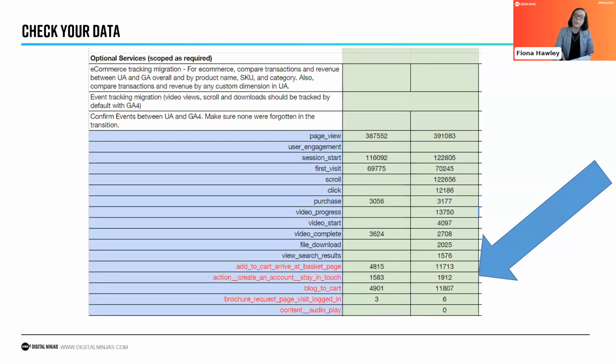You want to compare specific metrics as well. So rather than looking at the overall traffic or session metrics, focus specifically on metrics that are important to your organization and marketing goals. And if you're unsure on how to interpret or compare your UA and GA4 data, consider consulting with an expert who can help you understand the differences and identify any issues with your implementation.